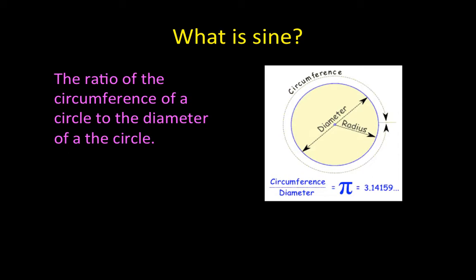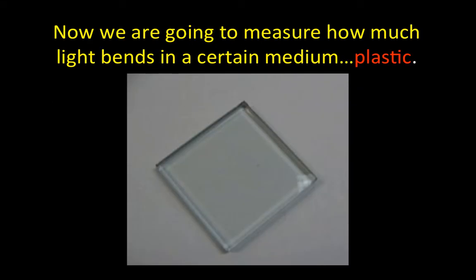So now we're going to do our lab. We're going to measure how much light bends in a certain medium, and in this case a plastic plate. So we're going to have that light from air incident on the side of a plastic plate. It's going to slow down and bend as it enters the medium. As it exits the medium, it's going to speed up and bend back parallel again with the incoming ray, and we are going to measure that refracted angle from the normal.